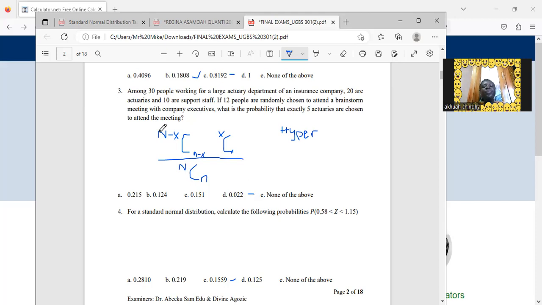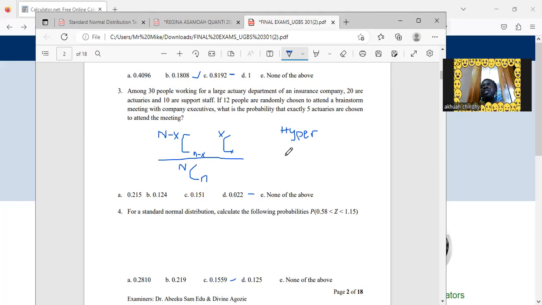Get it? So this capital N stands for the entire population, so the whole of UGBS 301 class. That's the capital N. The capital X is talking about, sorry, the capital X is talking about a part of the entire, how should I put this?